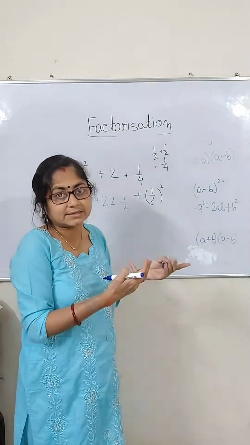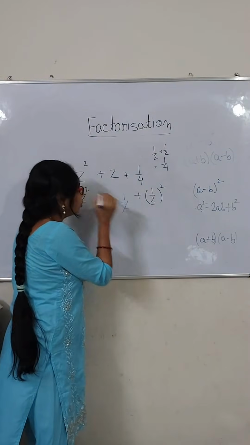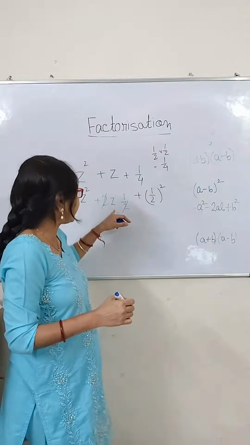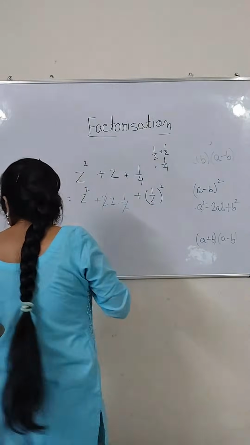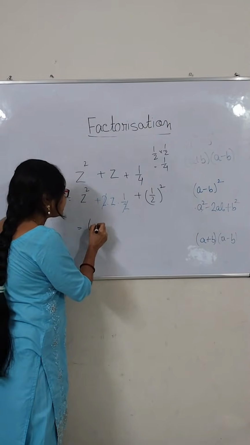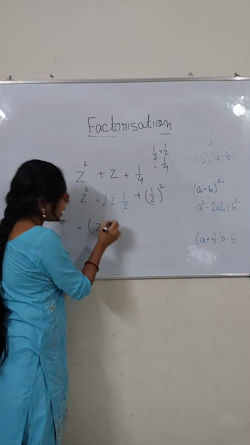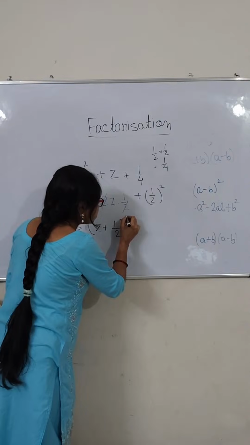Ma'am told if it is the same then it is okay. Wait. I cancel these two, so only z is here. This z and this are the same, so the math is okay. And what's our last line? Our last line is z plus 1 by 2 whole square.